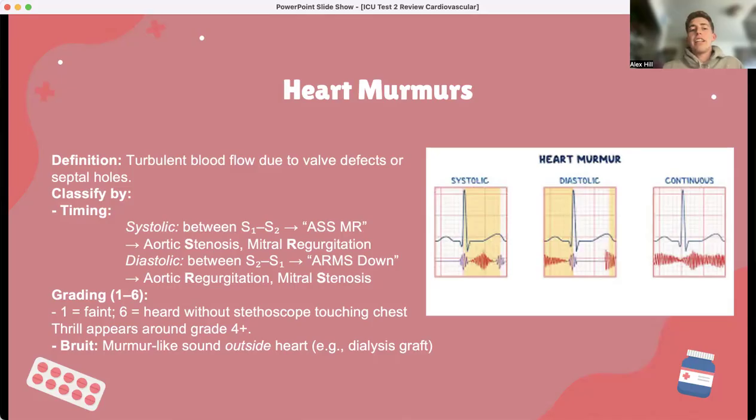So just imagine with stenotic valves, if you're blowing out through your mouth, if you have an open mouth and you blow out, you're not going to hear it as much as if you're puckered, then you're going to hear that more. And that's kind of what you're hearing with the murmur. And then when you grade it, one is the faint and six is you don't even have to have a stethoscope. And then the murmurs begin, or sorry, the thrills begin happening at about 4 plus.